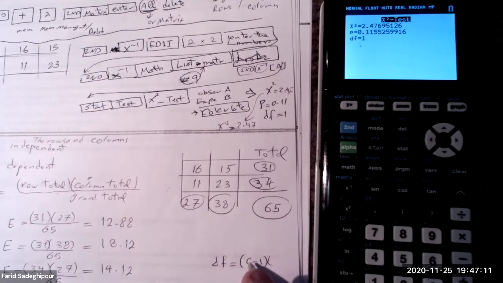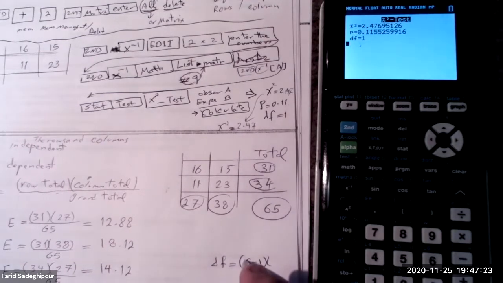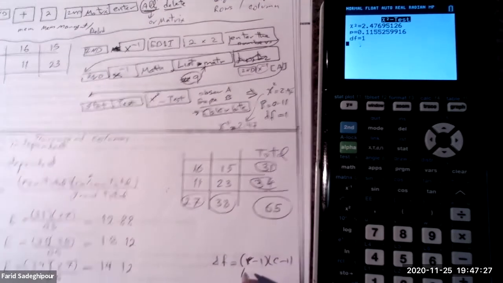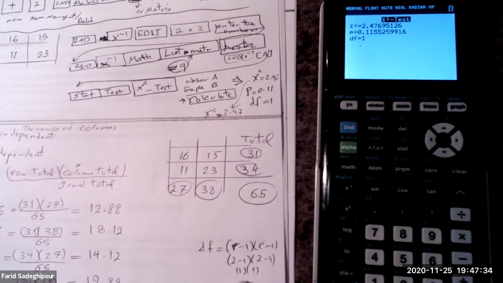column, it doesn't matter what the other is really, R minus 1 and C minus 1. Okay, how many rows did we have? 2. 2 minus 1. How many columns? 2. So it would be 1 times 1, or 1. That's why you have DF 1 here, okay?